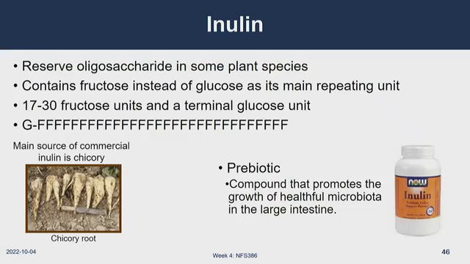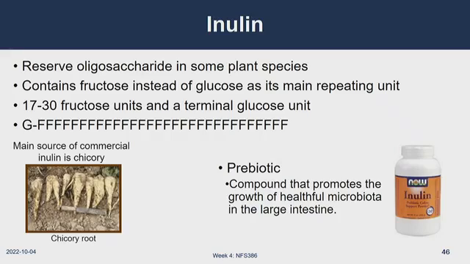Another known polysaccharide is inulin. Inulin is considered a prebiotic. By definition, a prebiotic is an ingredient that gives a beneficial effect through the modification of the gut microbiota. Prebiotics can promote the growth of beneficial microbes in our gut because of their specific composition. They are a reserve of oligosaccharides that are present in some plant species. Inulin contains fructose instead of glucose as a repeating unit.